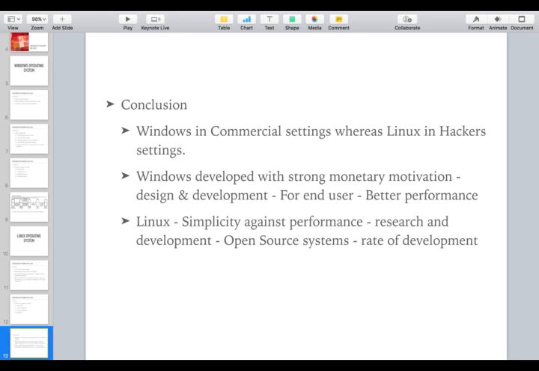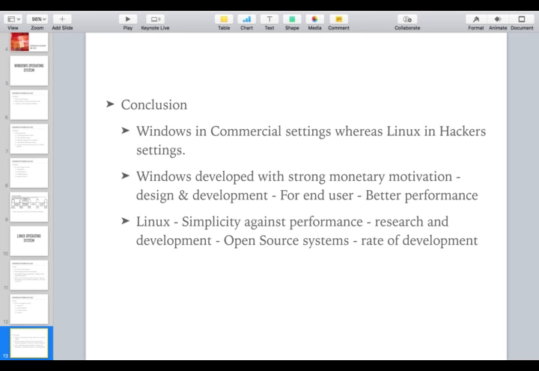So now, conclusions. The two systems have originated in different backgrounds, Windows in commercial settings and Linux in hacker settings. They are pretty modern, use theoretical concepts, and are suitable for production environments. They have many similarities and differences.